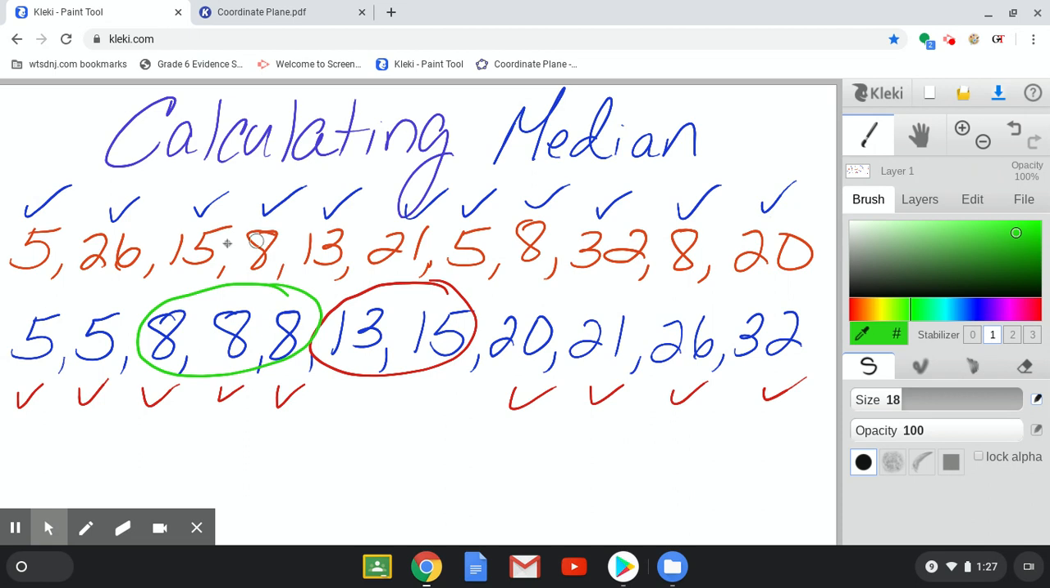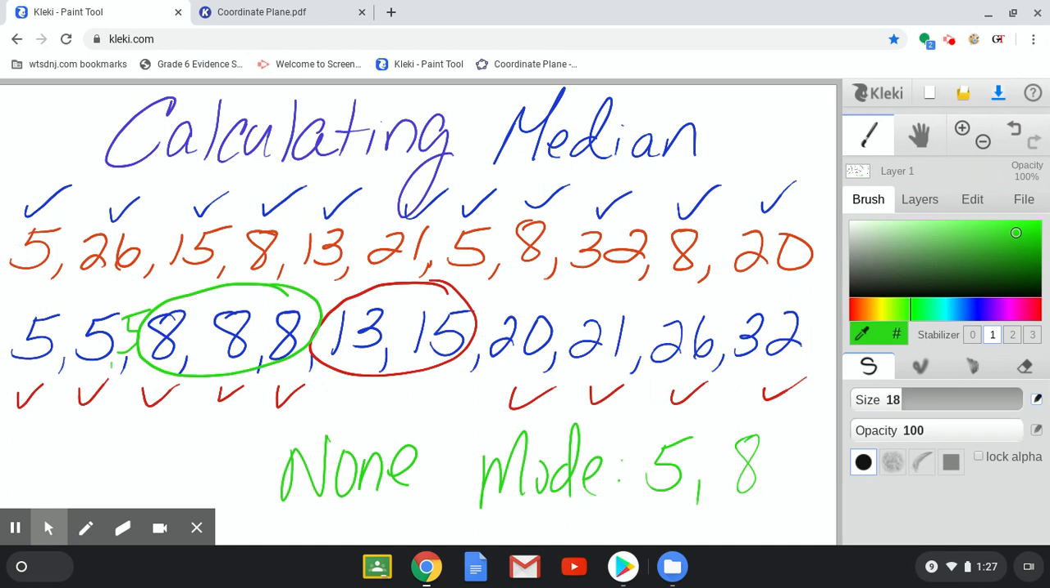Now, let's just say we did not have any numbers that repeated. My mode would then be none. It's possible to not have a mode. It's possible to have more than one mode. Let's just say we had another 5 in here. I'm just going to make this up. But let's say I put another 5 in. So now we have 3 8s and 3 5s. My mode then would be 5 and 8. I would have 2 modes, and I would list what those modes are. So remember, if a number is not repeated at all, there is no mode, and it's possible to have more than one mode.